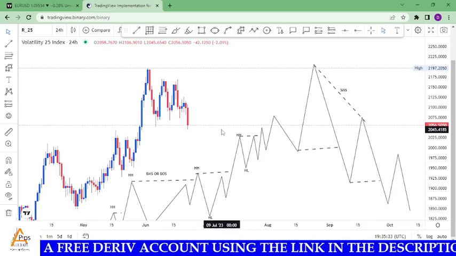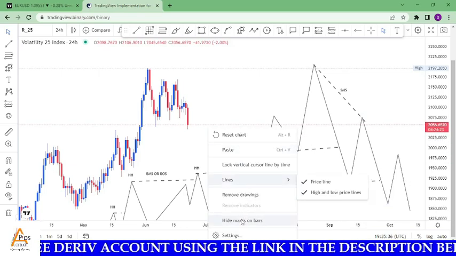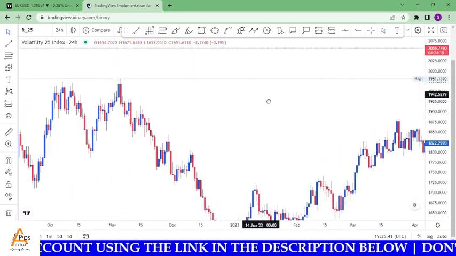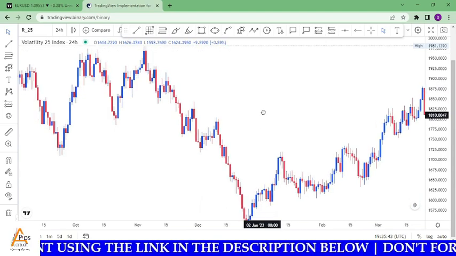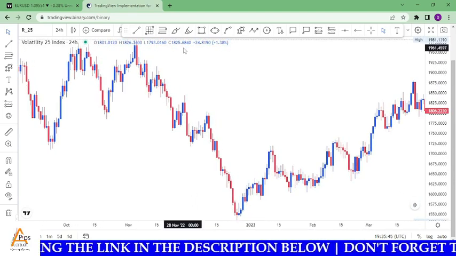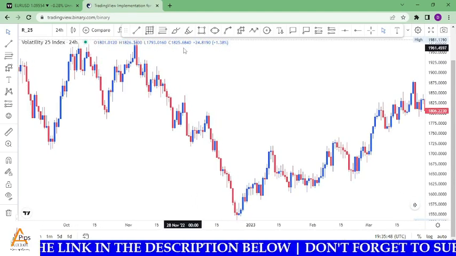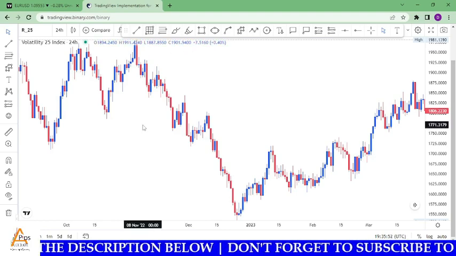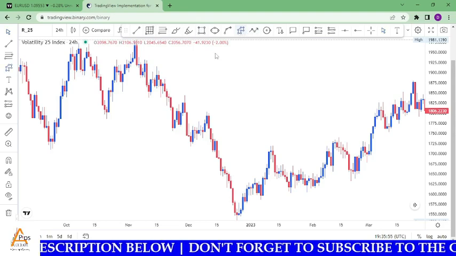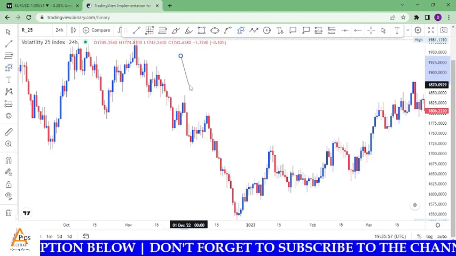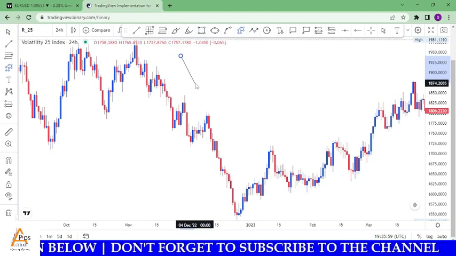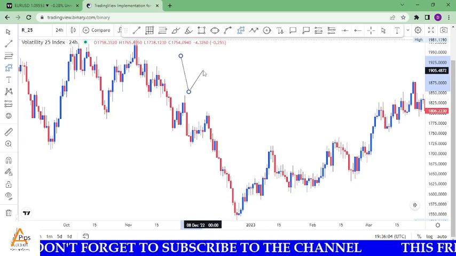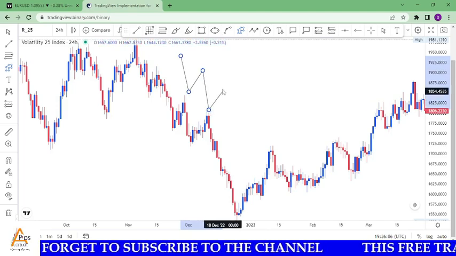Okay, so let me take out these drawings, and let me look for a bearish structure here. First, let me demonstrate the textbook example, where we have this kind of movement.